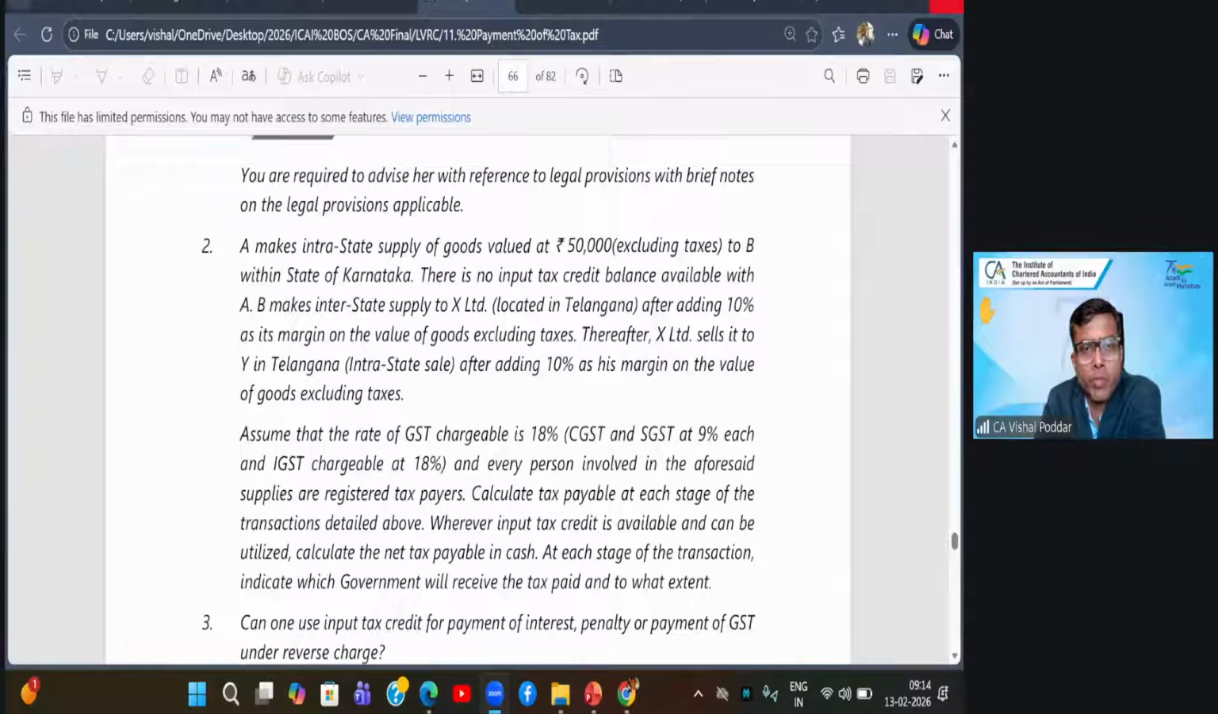Assume that the rate of GST chargeable is 18%, CGST and SGST at 9% each, and IGST chargeable at 18%, and every person involved in the aforesaid supplies is a registered taxpayer. Calculate tax payable at each stage of the transactions detailed above. Wherever input tax credit is available and can be utilized, calculate the net tax payable in cash. At each stage of the transaction, indicate which government will receive the tax paid and to what extent.